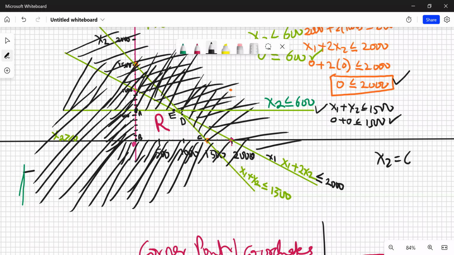x2 is 600, and the other equation would be this line here, which is saying x1 plus 2x2 is 2000. So once you plug it in here, you notice that x1 is 800 in that case. So clearly this point here, this must be 800, 600. Okay, and you can do the same for the other two. So those corner points are summarized here.